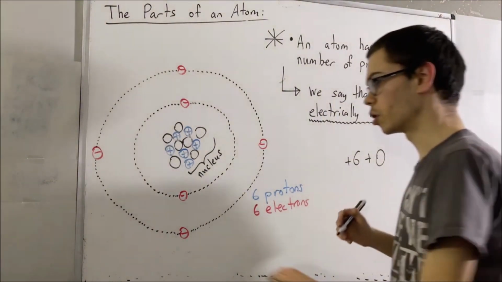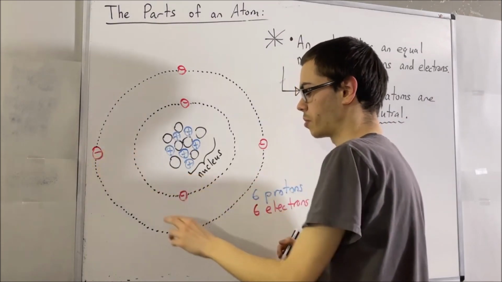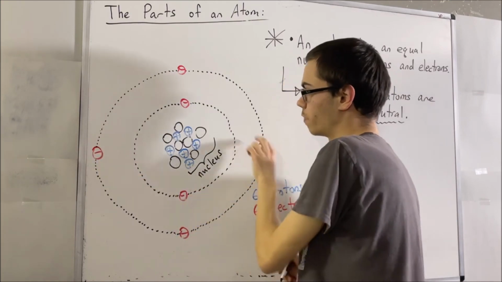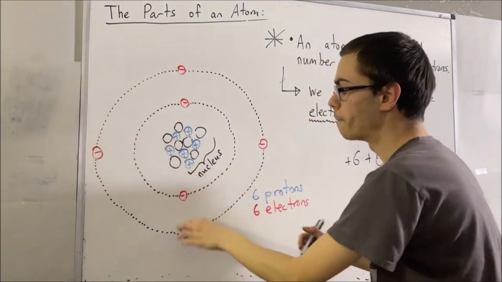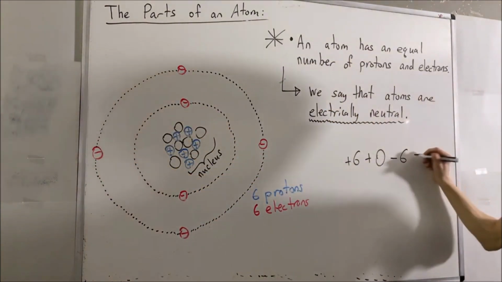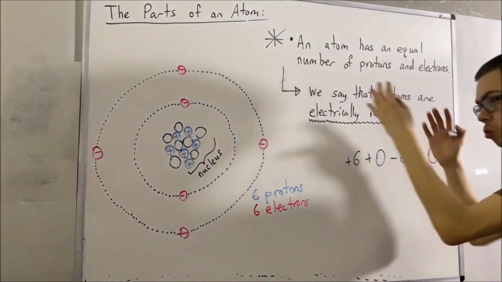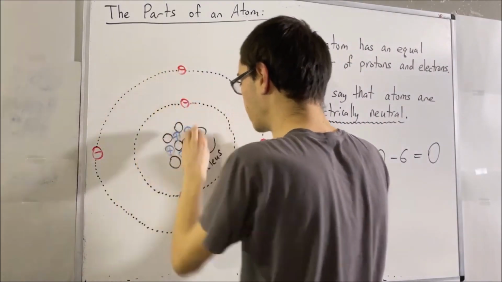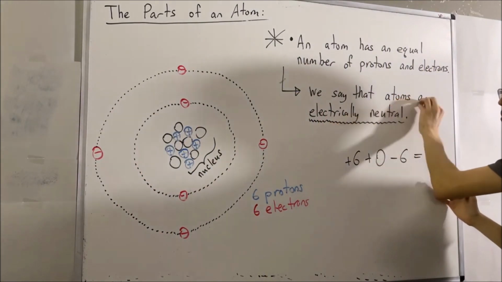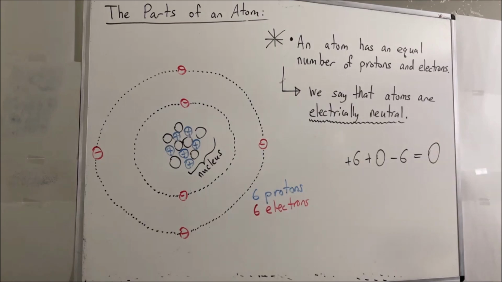And lastly, the total charges of all the electrons is going to be -6 because we know that each electron has a -1 charge. Because we have a total of 6 electrons, that means we have a total of -6 charge coming from the electrons. And so if we add this all together, we get a total charge in the atom of 0. So the total charge of all particles in the atom is 0. And that's exactly what we mean when we say atoms are electrically neutral. This is pretty much all I would like to talk about in this video. And so yeah, that's pretty much it.